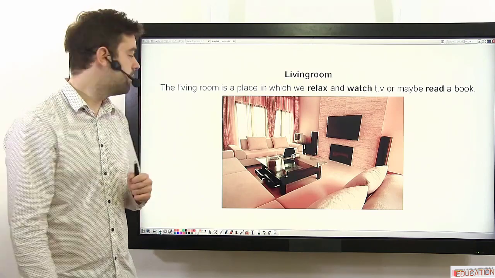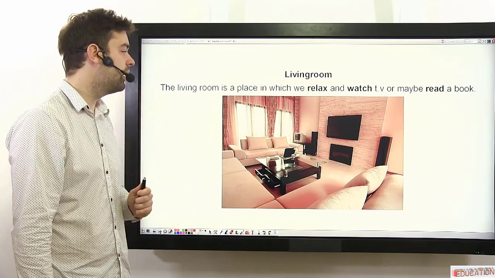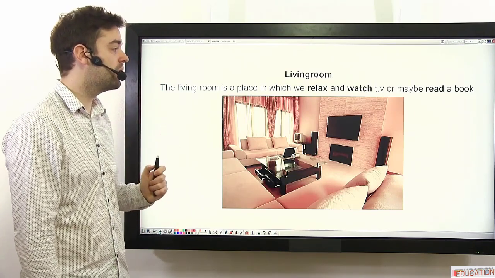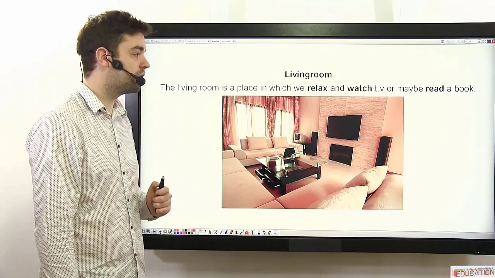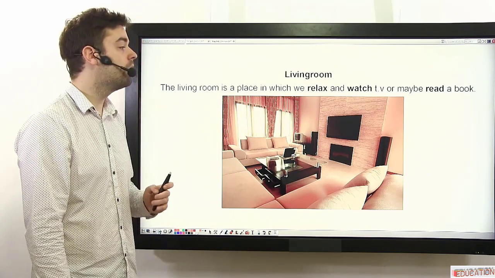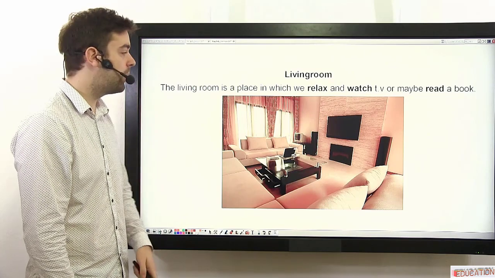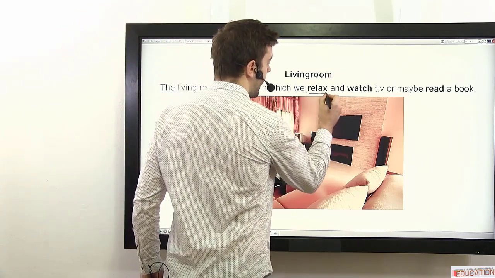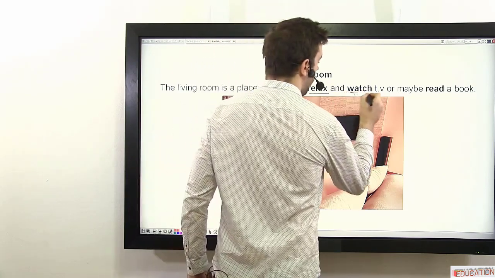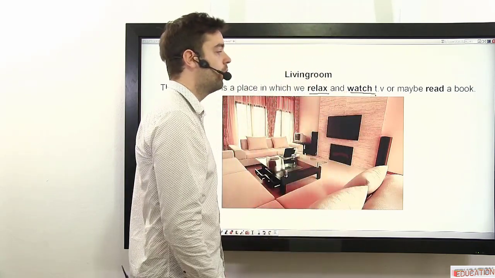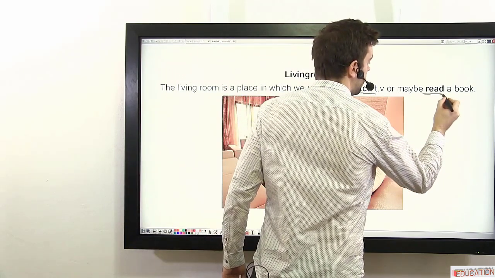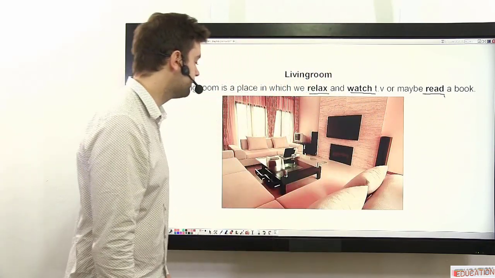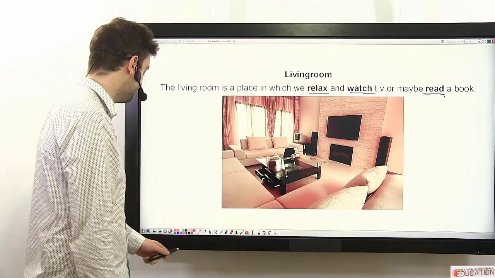The living room. The living room is a place in which we relax and watch TV, or maybe read a book.